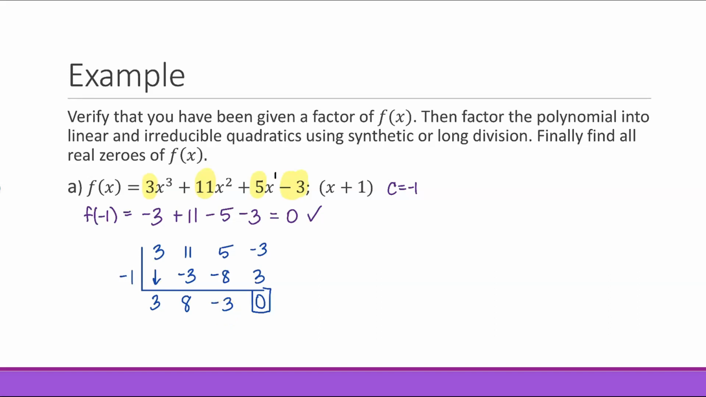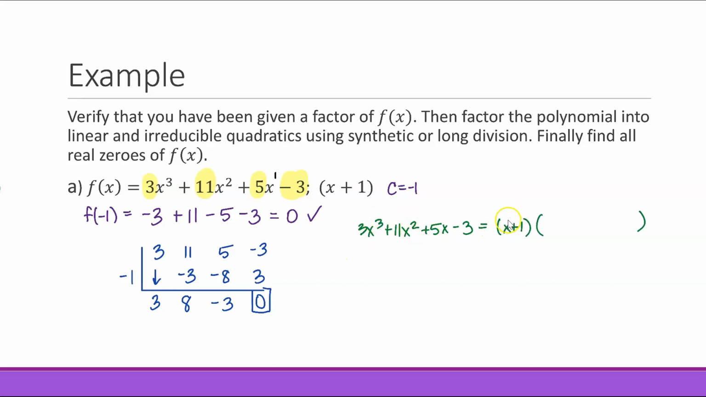So here's what we know so far, that the function f of x, 3x cubed plus 11x squared plus 5x minus 3, is going to factor to x plus 1 for sure. That's one of the factors. And then we need the remaining factors. Well, these coefficients here are the coefficients of the quotient polynomial, and the quotient polynomial is going to have to be of degree 1 less than the starting polynomial.